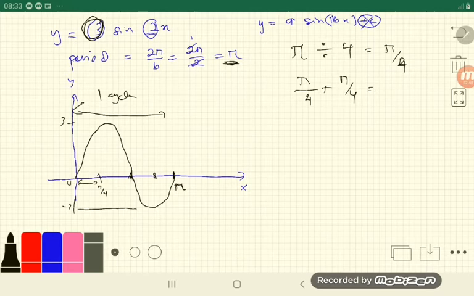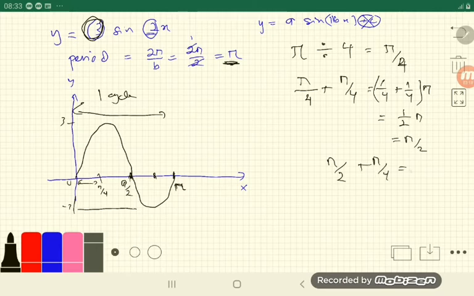You can try to press your calculator. Just press 1 over 4 plus 1 over 4, then factorize the value of pi there. So you are going to get 1 over 2. So it will be 1 over 2 pi, or pi over 2. Then you get the value of pi over 2. Then pi over 2 plus another pi over 4.